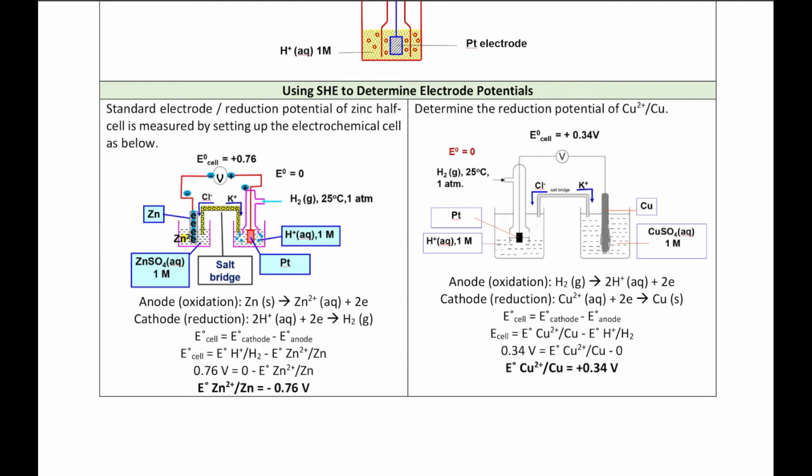So kita masukkanlah dekat E naught cell 0.34 volt, and then E naught for copper is the one that we want to find, and then E naught for hydrogen is 0 sebab SHE tadi. So tolak, tak ada apa, and then dapatlah E naught copper equal to positive 0.34 volt. Okay, alright, so that's why SHE ni penting sebab dia boleh digunakan untuk cari electrode potential yang lain.